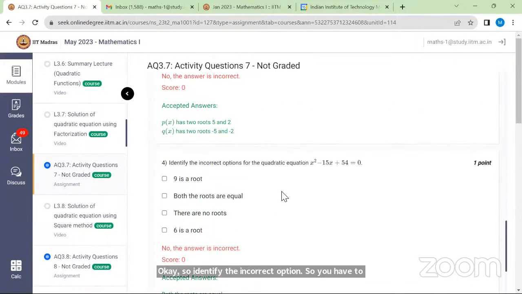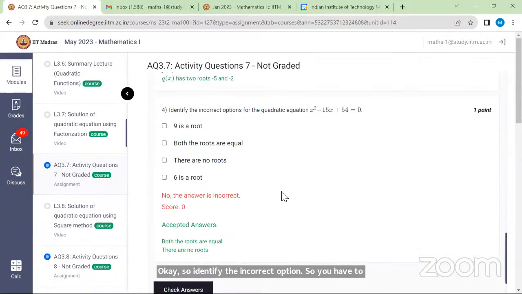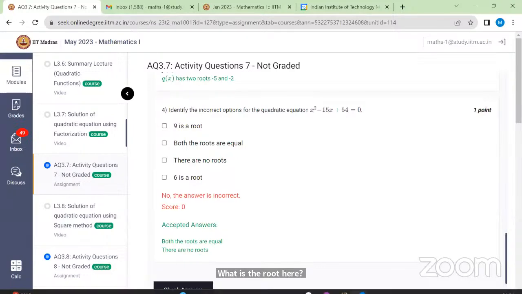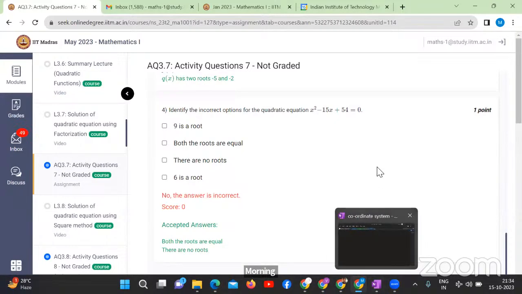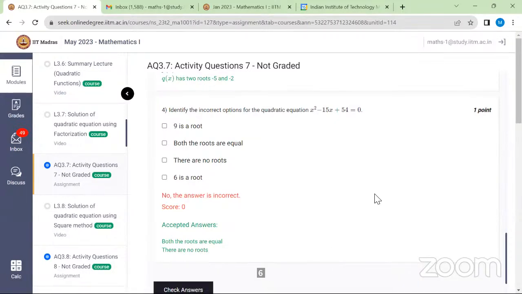So you have to basically find which of the following are incorrect. So x square minus 15x plus 54. What is the root here? If you are solving this equation, what is the root? 6 and 9. 9 and 6.